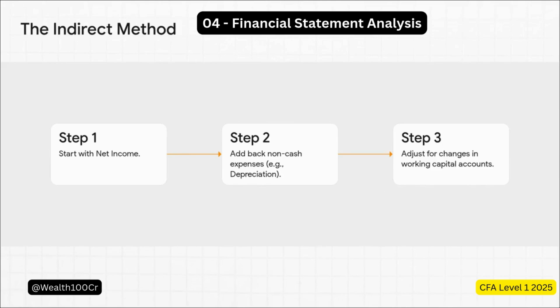Think of the indirect method as building a bridge from the opinion of net income to the fact of cash flow. It's a really logical 3-step process. You start with net income, your bottom line from the income statement. Then you add back any expenses that were on the income statement but didn't actually involve cash leaving the building, like depreciation. And the final step is to adjust for the changes in your day-to-day operational accounts, your working capital.